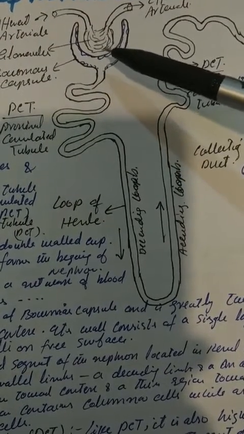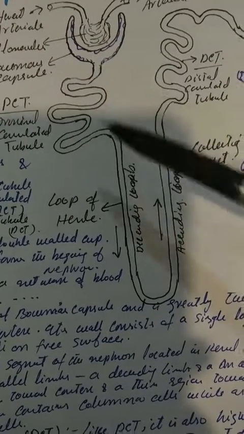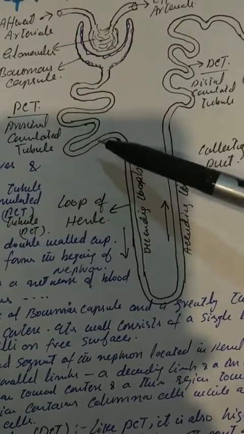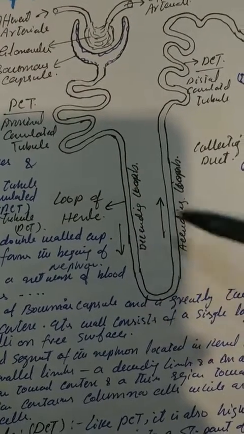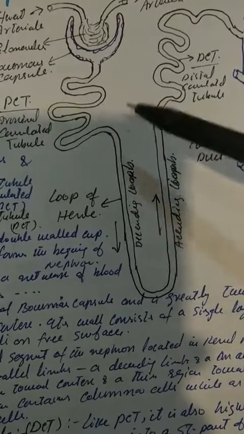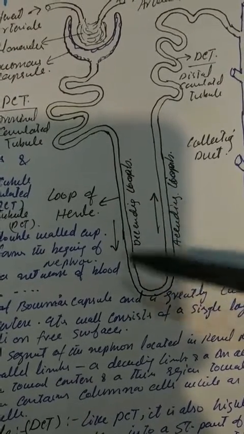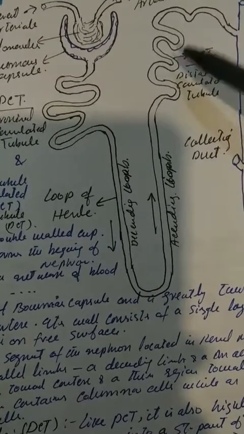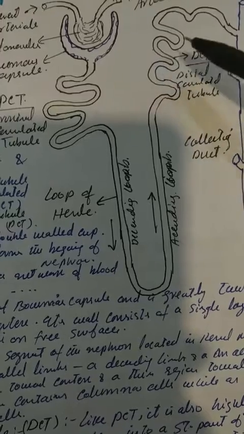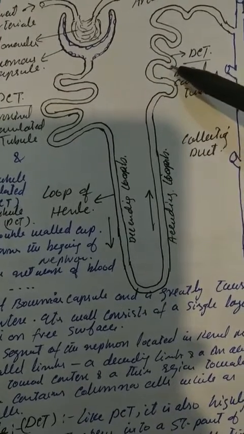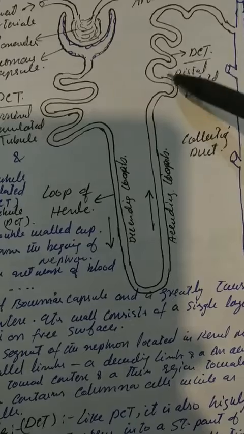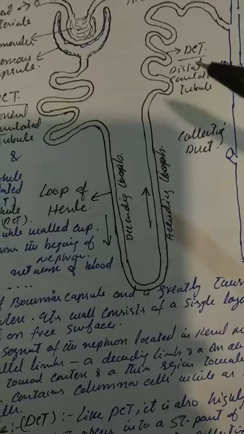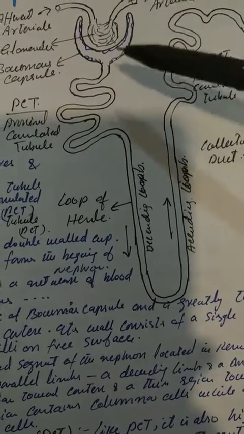After this Bowman's capsule, the next part is the proximal convoluted tubule. Third part is this U-shaped long tube called the loop of Henle, and the fourth part is the distal convoluted tubule, abbreviated as DCT, and the distal convoluted tubule finally opens into the collecting duct. Now, first of all, we will discuss the Bowman's capsule.